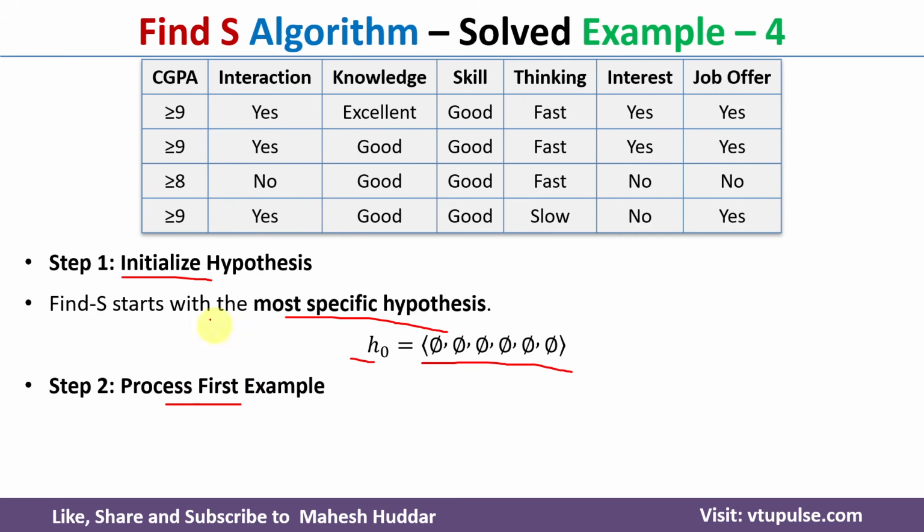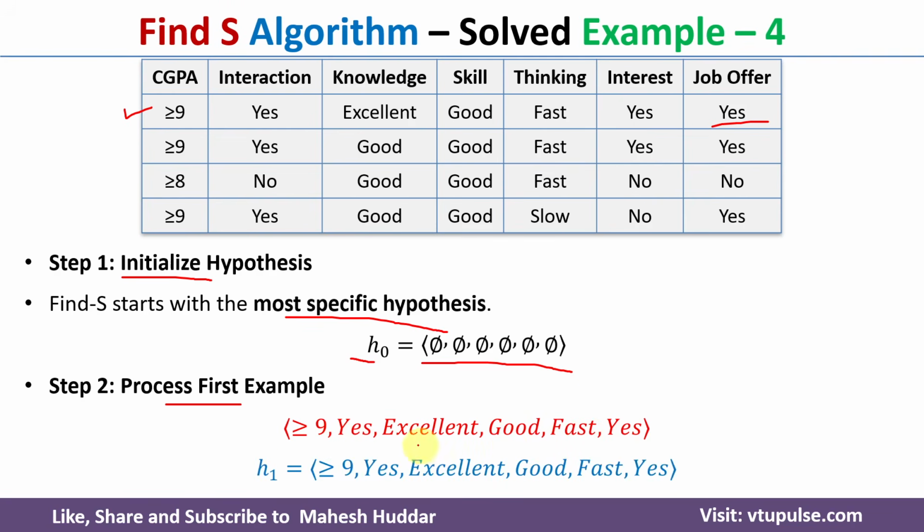Now we will process the first example, this one. The first example is a positive example because in the job offer it is a yes. Whenever the first example is a positive example, the algorithm replaces null values with the corresponding first example attribute values. Therefore, the hypothesis will become H1 is equal to the same as the first example.